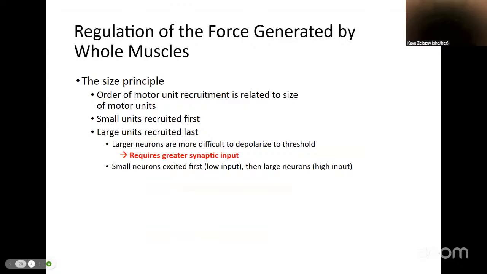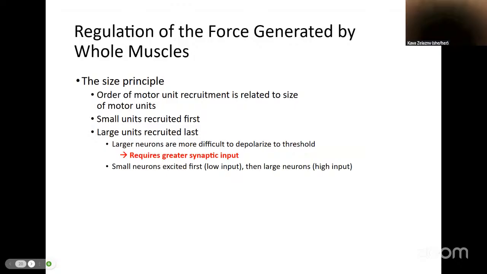So this leads us to the size principle, right? So we are going to ramp up how big of a motor unit we are recruiting as we try to use more force. So we use our small units first, and then we use our large units last.